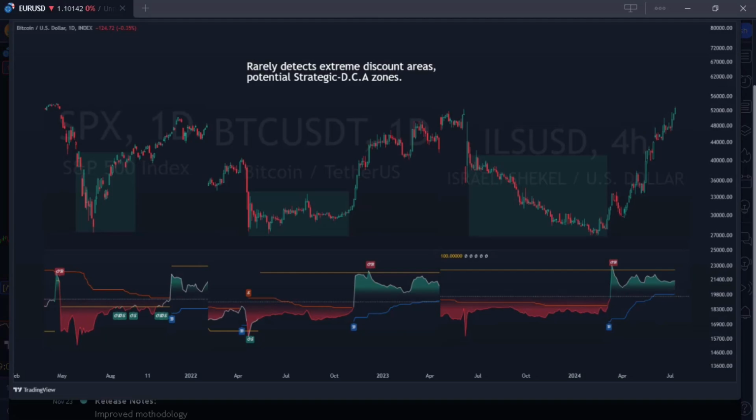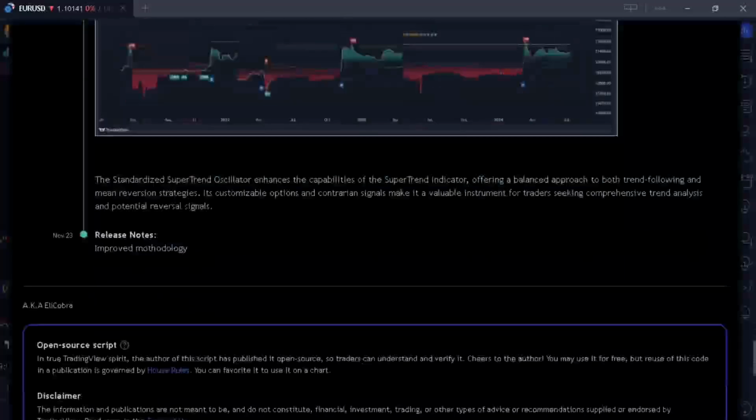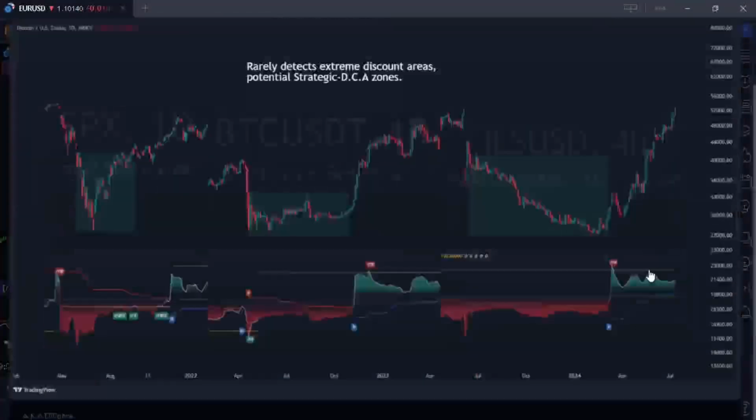As we wrap up, remember that the SSO enhances the capabilities of the SuperTrend indicator, offering a balanced approach to both trend following and mean reversion strategies. Its customizable options and contrarian signals make it a valuable instrument for traders seeking comprehensive trend analysis and potential reversal signals.